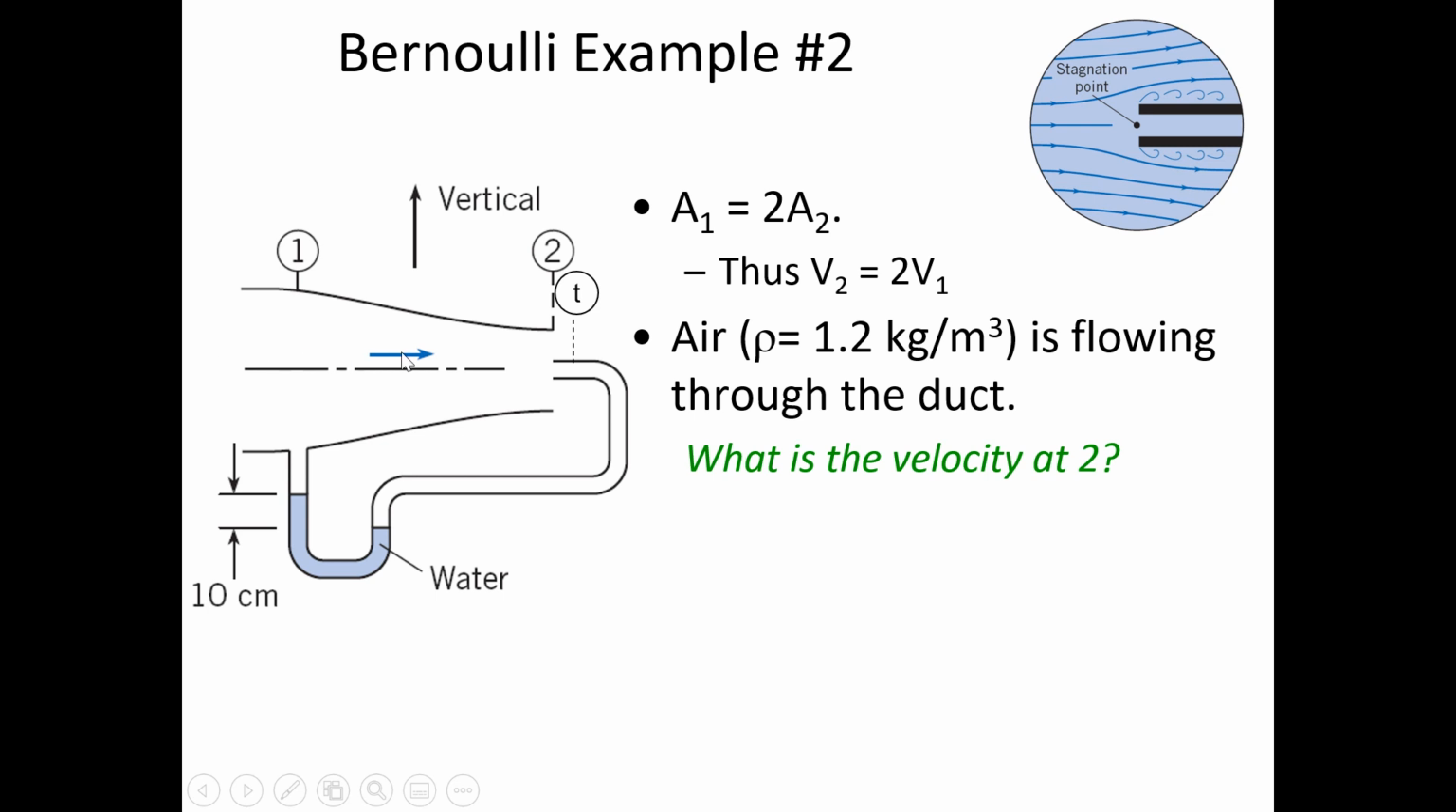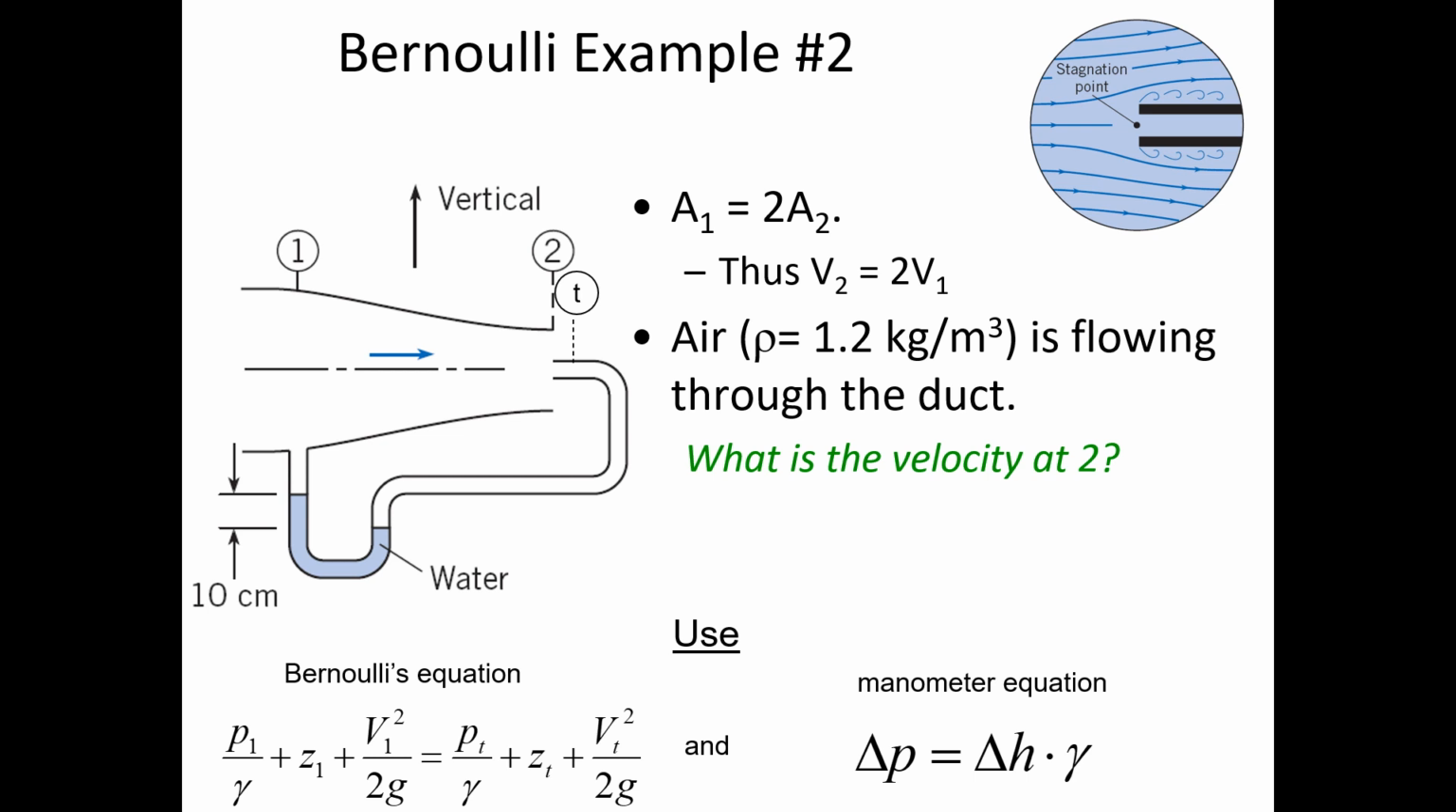So it's air flowing through the duct, and we're going to assume that the air doesn't have a change in density as it flows through the duct, because that's what Bernoulli's equation expects. It expects an inviscid, incompressible fluid. So if we wanted to know the velocity at 2, we can use this deflection in the differential manometer to predict it. And so we're going to use both Bernoulli's equation and also the manometer equation.